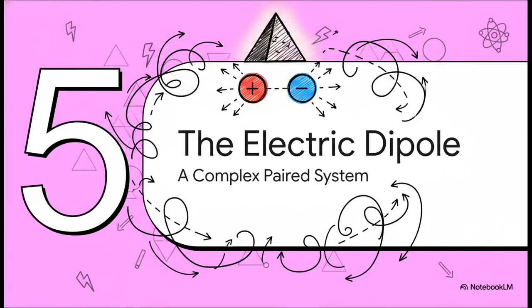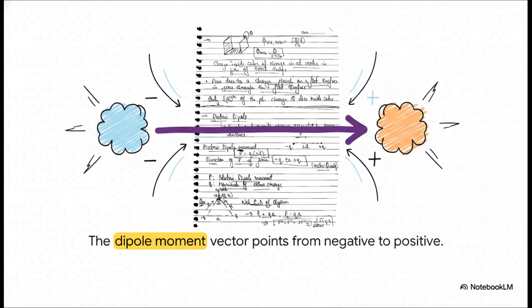All right, we've reached the peak of our conceptual pyramid. Section 5, the electric dipole. So notice the setup here: two equal and opposite charges, positive Q and negative Q, separated by a very small distance, 2L. This specific paired arrangement is called a dipole, and the electric dipole moment, which we represent with P, is a vector quantity that inherently points from the negative charge straight over to the positive charge. It's a fundamental property that you are going to see absolutely everywhere in chemistry and physics, so it's absolutely crucial to wrap your head around it.